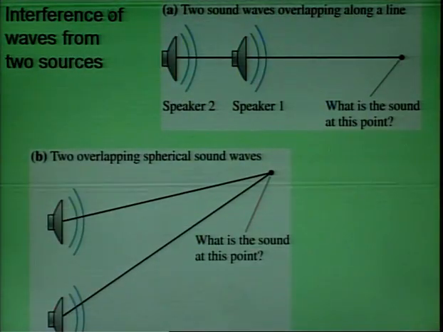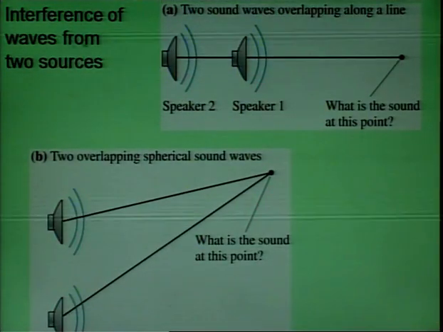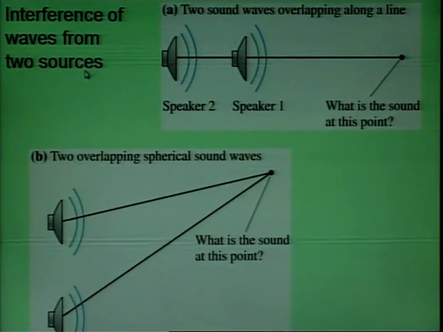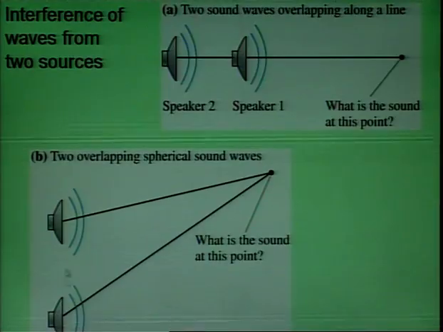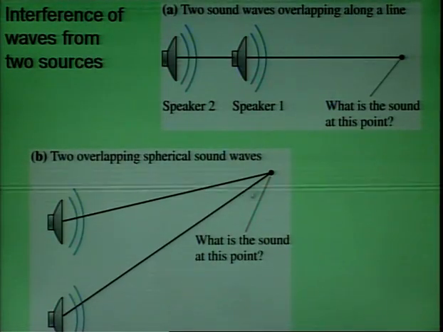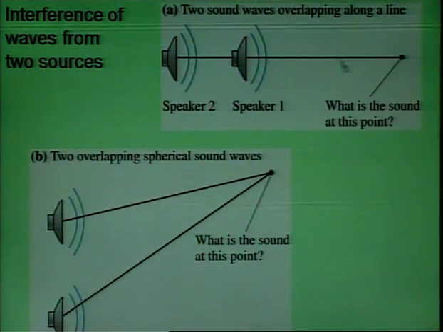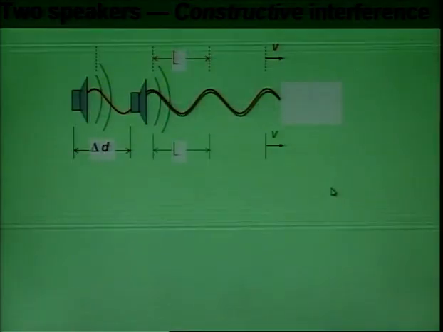So now let's consider this example. This is interference of waves from two sources of sound. Two sound waves overlapping along a line. If both sources are along the same line and overlapping, then what will happen? And if two sources are like this, spherical waves, then what will happen at this point? So the resultant phenomenon is called interference of sound waves.